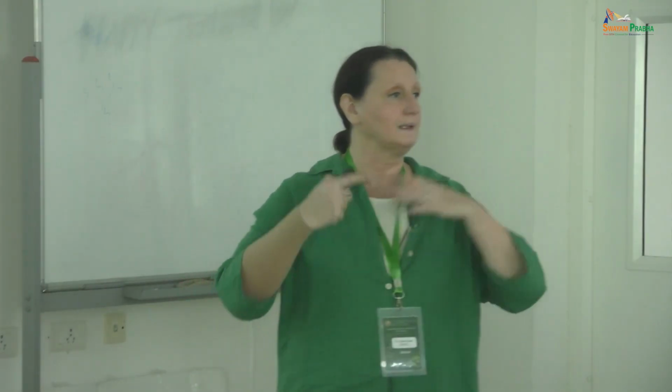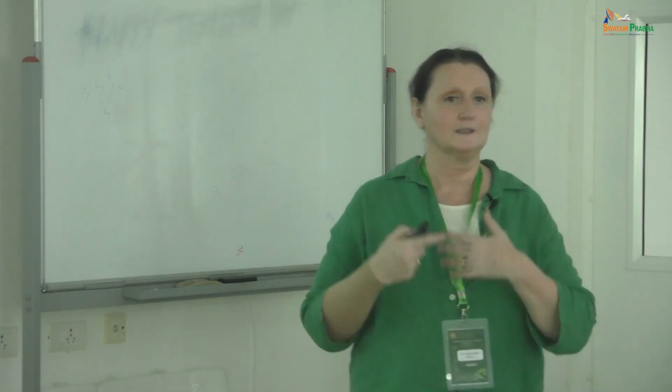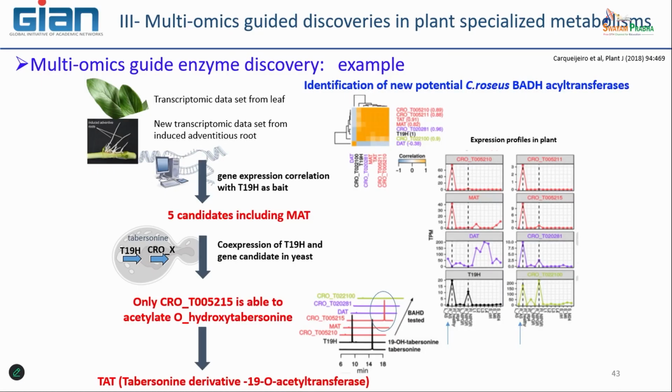And in fact, after that, these genes have been expressed as a protein, and the protein has been completely characterized by enzymology and biochemistry, to declare that now we have found one of the enzymes that is responsible for this production of the tabersonine derivative, 19-O-acetyltransferase. So this is quite simple in this case because we had only a few candidates.